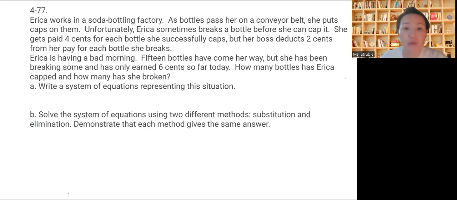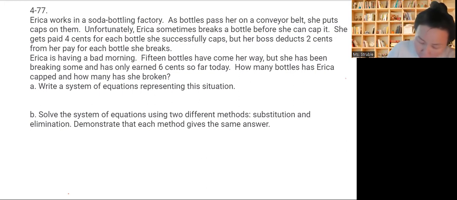Erica is having a bad morning. 15 bottles have come her way, but she has been breaking some and has only earned 66 cents so far today. How many bottles has Erica capped and how many has she broken? So, A, write the system of equations representing this situation. We need to find out how many bottles Erica has capped and how many she has broken.